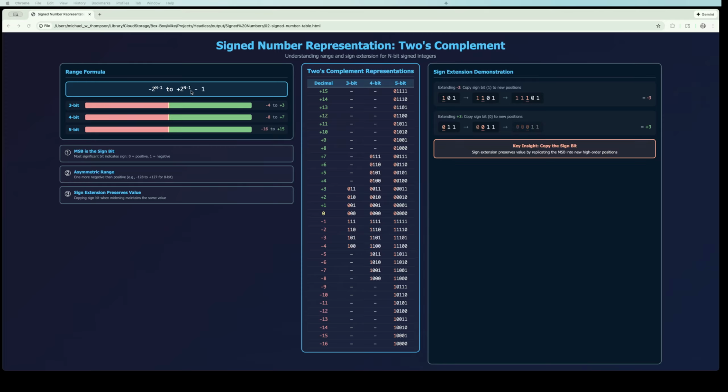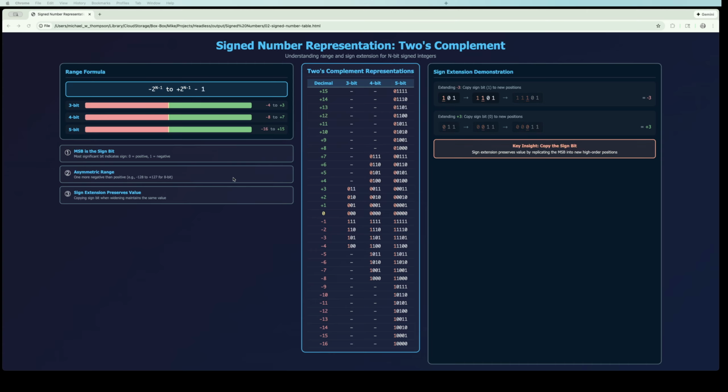Notice also that for all the negative numbers, you have a 1 in the most significant bit position. The MSB is known as the sign bit, and that's how you tell. If you have a sign number, you can look at that number. If it's got a leading 0, you know it's positive. If it's got a leading 1, you know it's negative.